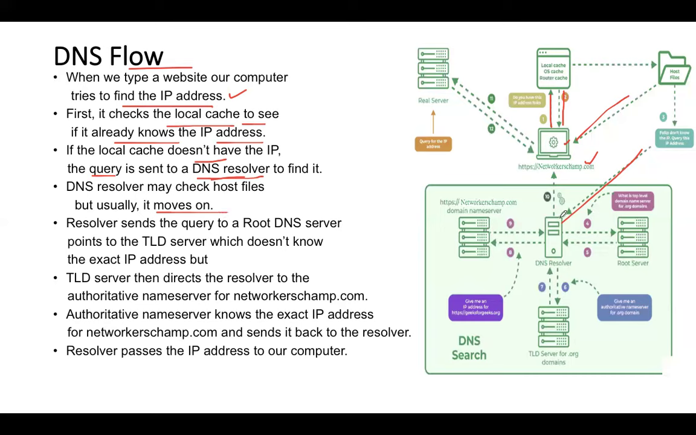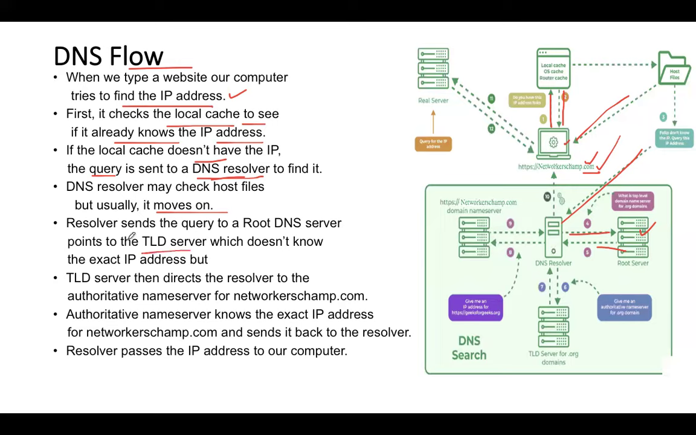If it doesn't have it, obviously it will further query the root server. The root server is the top level domain, as in, you query what the top level domain of that name is. The root server would say, okay, this is .com. Let's say you type networkerschamp.com, so the top level is .com. Now the DNS resolver knows who my top level domain is.